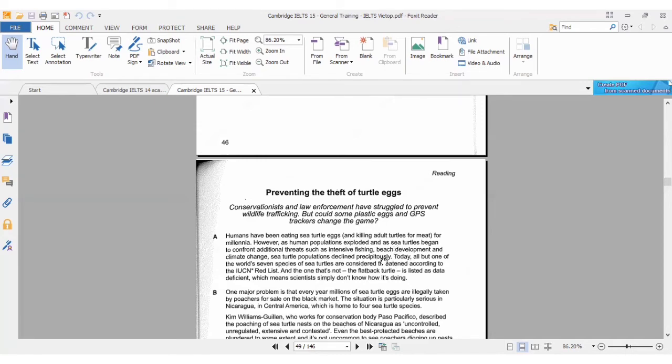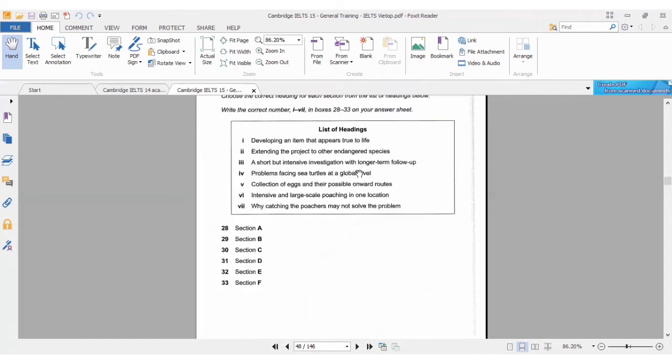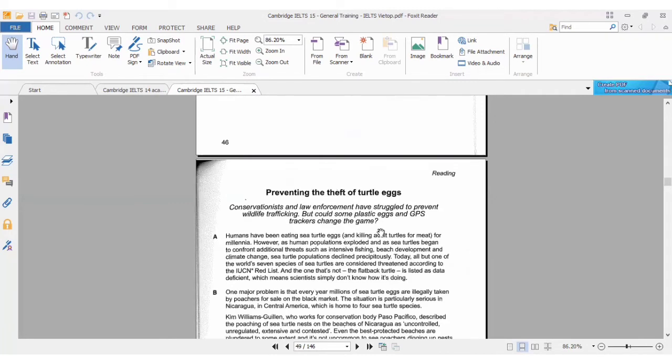Now, which of the headings seems to be talking about something that had to do with the world? Let's go back. Global. Can you see this word? Global problems facing sea turtles at a global level. So you find that they are threatened, they are eaten, there is the creation of beach development, and then climate change. These are all the things that are affecting them. Can you see that the problems are listed?